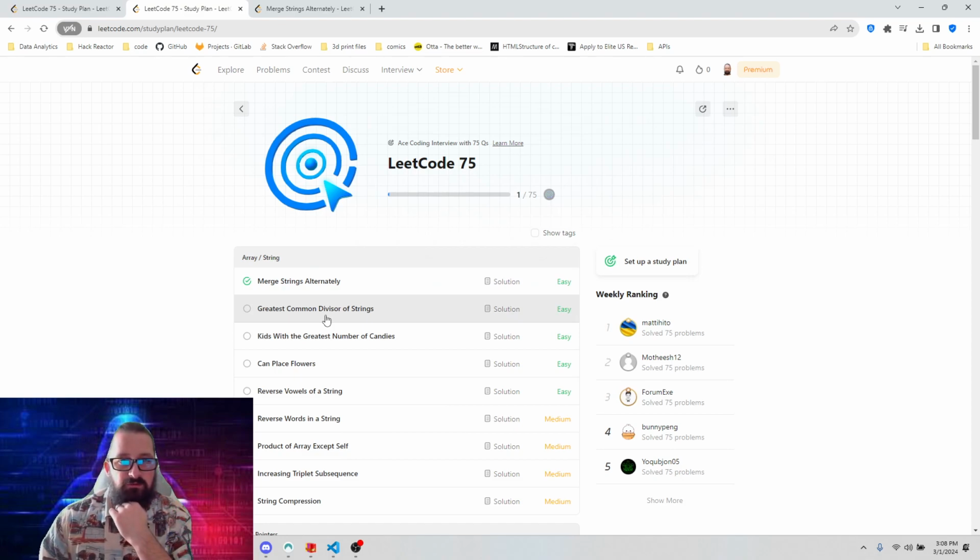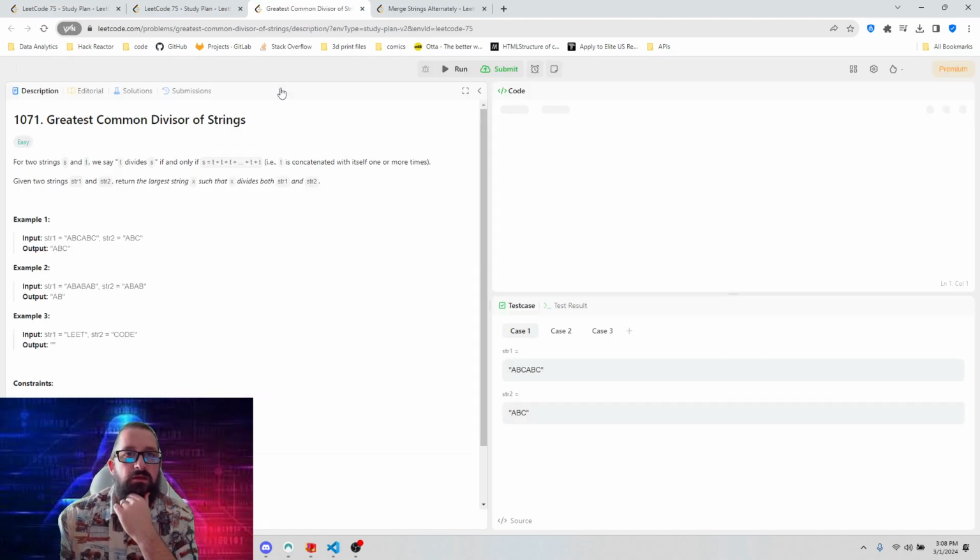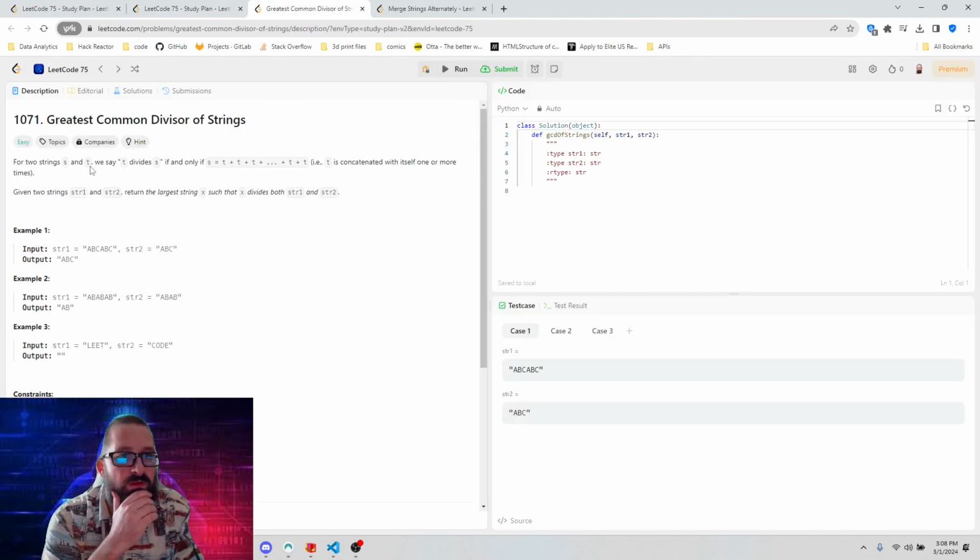Okay, greatest common divisor of strings. That's ominous. For two strings s and t, we say t divides s if and only if s equals t plus t plus t plus t, etc. Given two strings, return the largest string x that divides both string 1 and string 2. Okay.